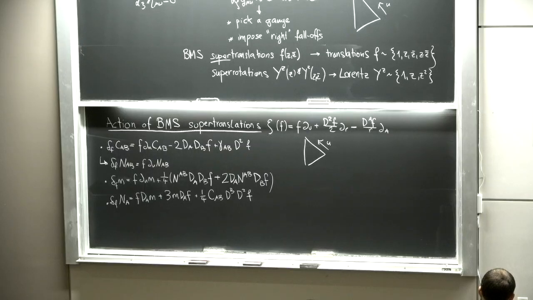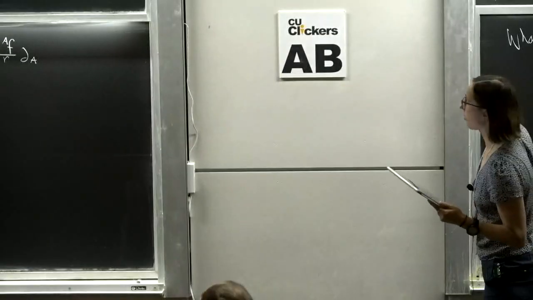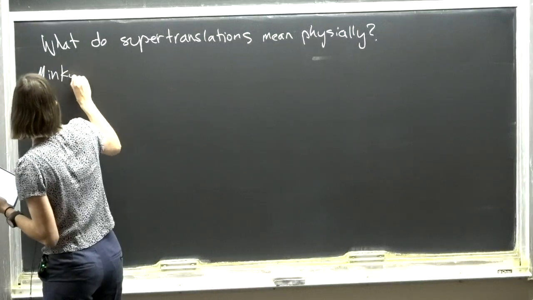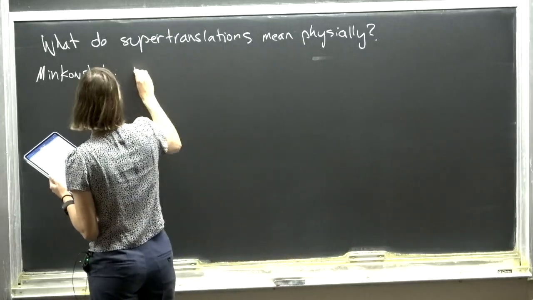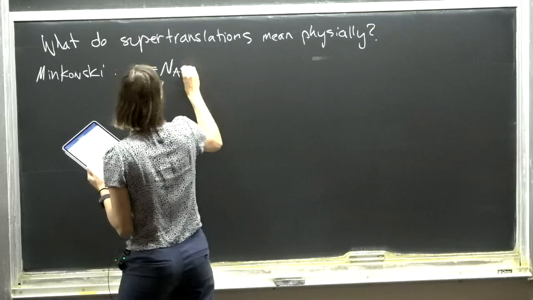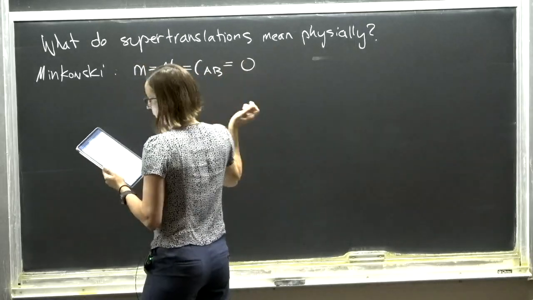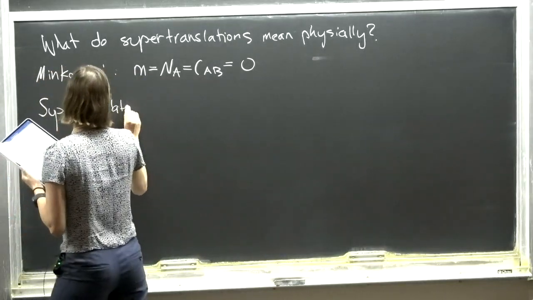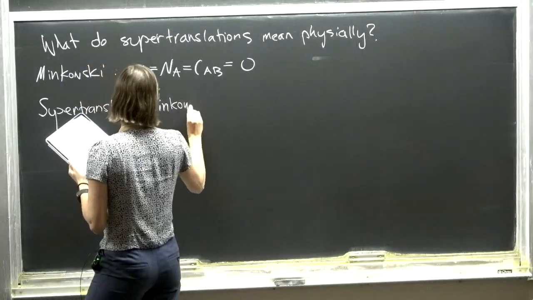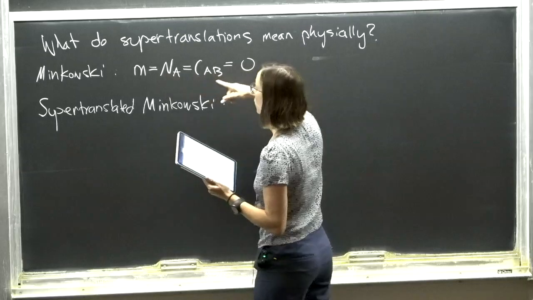And now let's see what that actually physically means. So what do supertranslations mean physically? We will look at the very simplest example. We will take Minkowski space, which means that all these nice functions are actually zero. So M and N_A and C_AB vanish. And now let's see what the supertranslated Minkowski space is. So we want to compute the new M and N_A and C_AB.